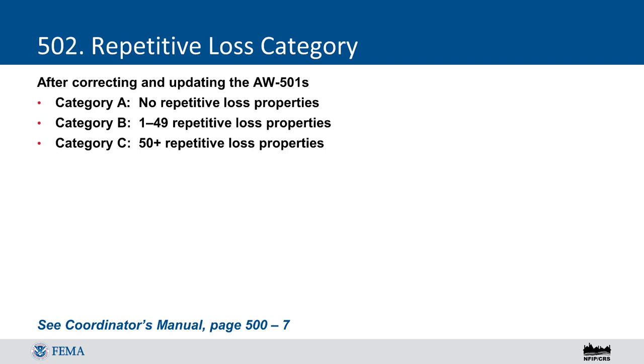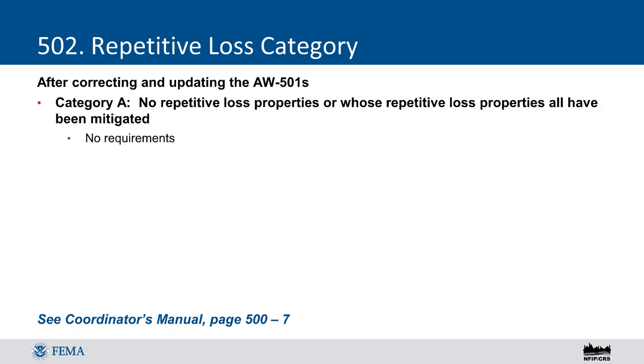A community is considered a Category B if they have between 1 and 49 unmitigated repetitive loss properties. If there are 50 or more repetitive loss properties, the community is considered a repetitive loss Category C. What do these categories mean?